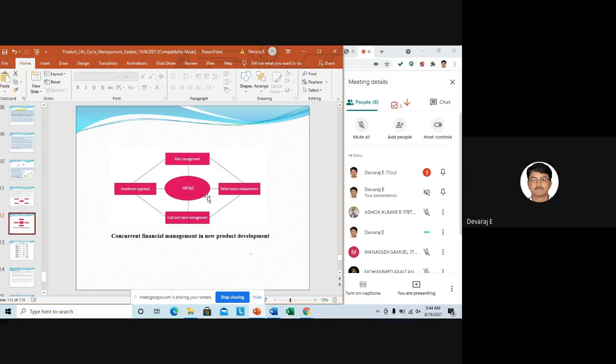Okay. Good, Sachin. Anyway, see here one thing you should know. This is called as concurrent. See, concurrent financial management. What is concurrent means? Can you tell me? Simultaneously. Okay, simultaneously. So simultaneously we'll be looking into all the aspects.